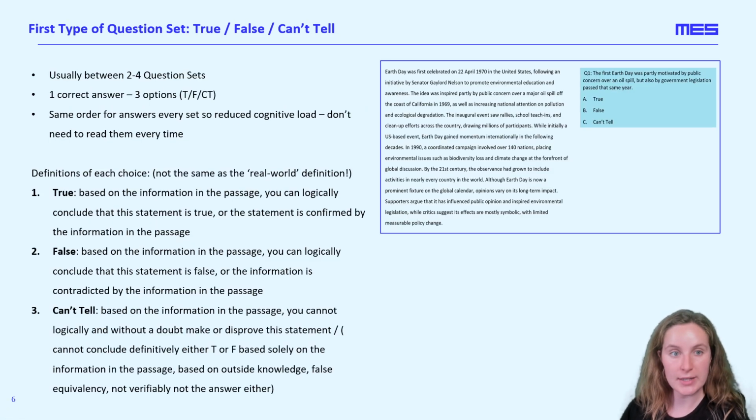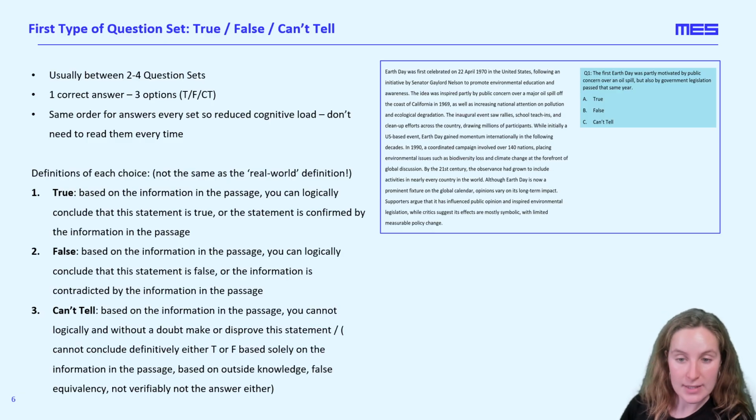The first type of question is, as I said, true, false, or can't tell, usually between 2 and 4 question sets. This is completely dependent on the year and on the exam itself, so that it doesn't become too formulaic and expected year by year. It's important to know how to do true or false, can't tell questions, but they keep the number of them different year to year so that you don't quite know what to expect. For each of these, there is 1 correct answer, and there are the 3 options, and they are always in the same order: true as A, false as B, and C is can't tell.